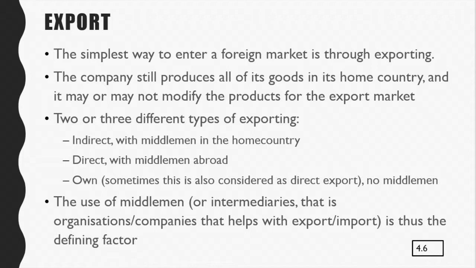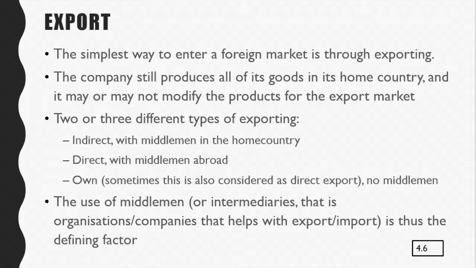As I said, we will talk about three different types of exporting. If you look at other books, they might have only two different methods, and they might be a little bit different from these ones. This is a definition that I have found in a book by Luostarinen and Welsh, and it has been a useful definition, I think. So we have the indirect, and here you see a sentence that says with middlemen in the home country. And I will soon explain what this means.